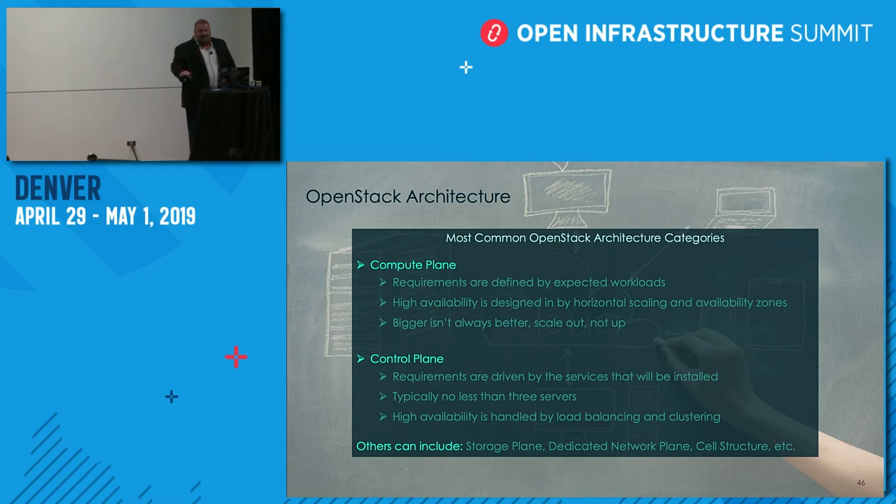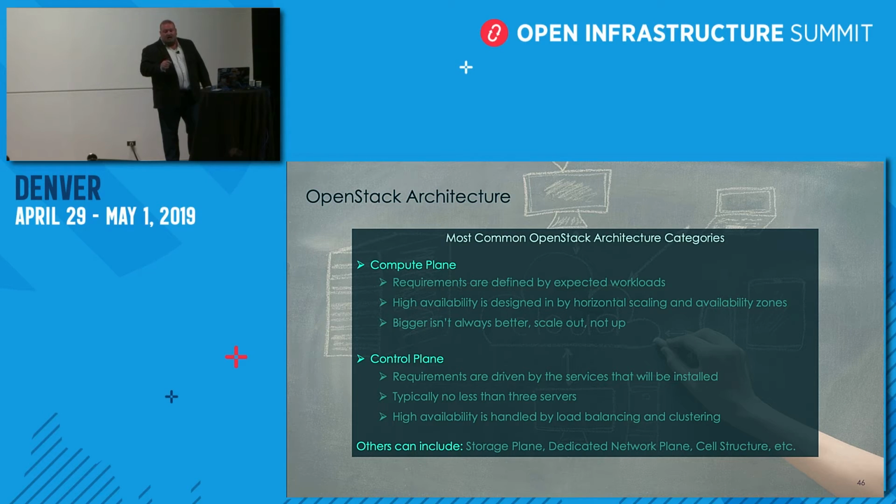So when I talked about the compute plane and the control plane, the compute plane is based on your workloads. High availability is designed in by horizontal scaling and availability zones. Bigger isn't always better. Scale out, not up, AKA lots of small servers, not 5 really, really huge servers. You get a lot of resource waste and trapped resources with scale-up servers.